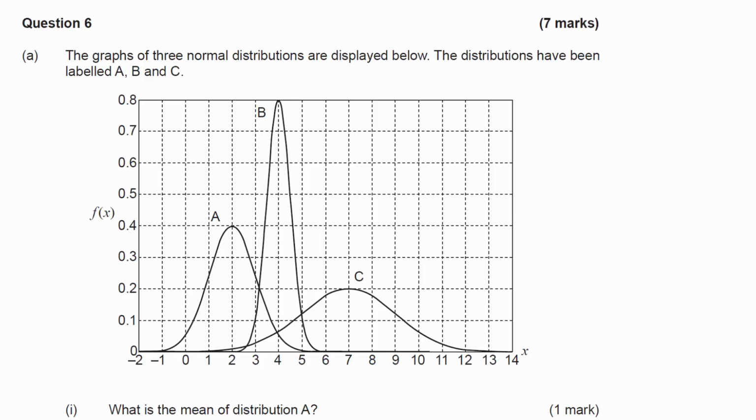The graphs of three normal distributions are displayed below. The distributions have been labelled A, B, and C. First thing we're asked is for the mean of distribution A. Well, the mean always corresponds to the peak. So the answer there is 2.